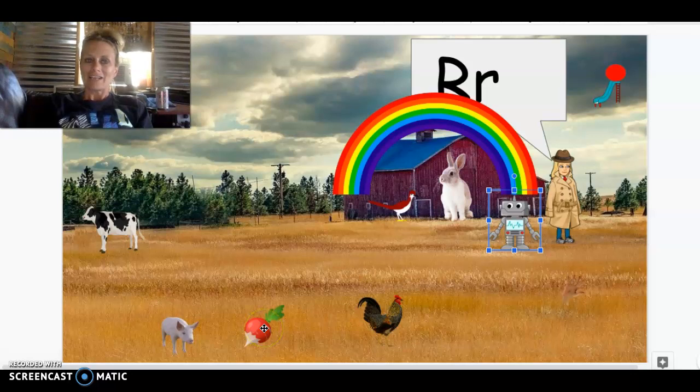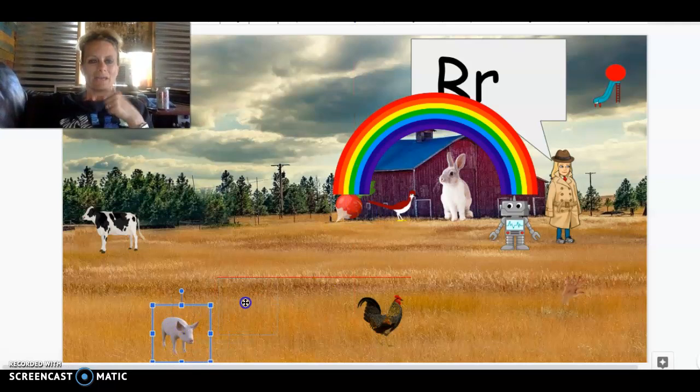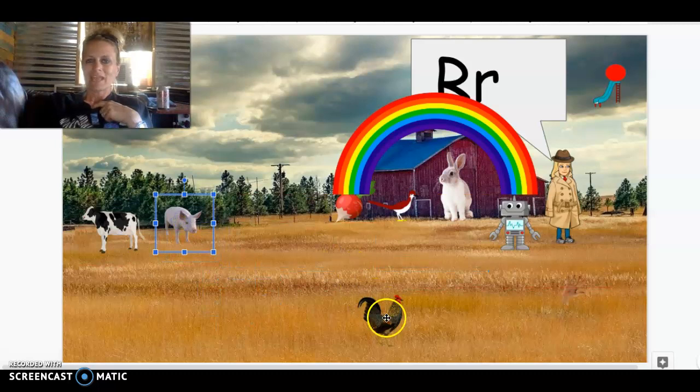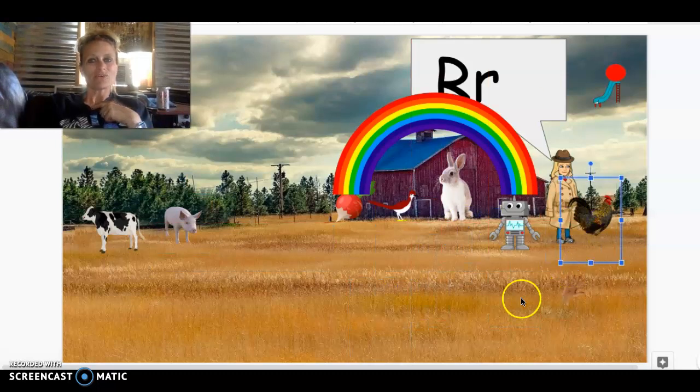This is a radish. It is a vegetable that grows in the ground. Radish. Good job. How about this pig? Pig. Nope. And a rooster. Rooster. What do y'all think? Good. A rooster does begin with the sound. So when we're finished up here, I want you to draw me something that began with the sound, the R. Something that began with the letter R, and then you can upload it here.